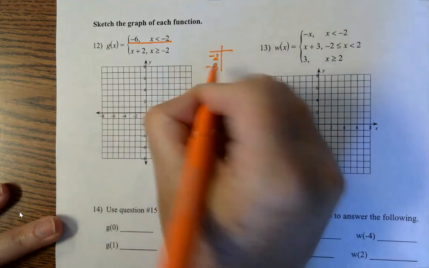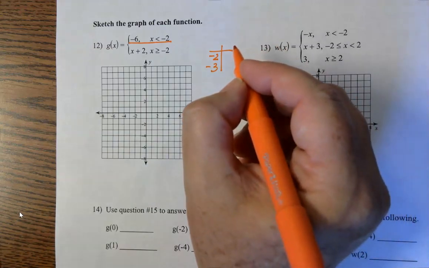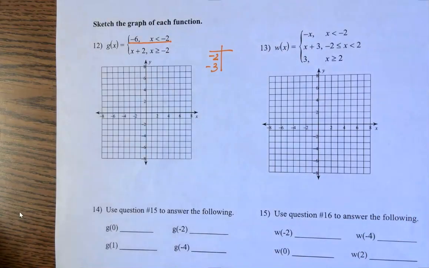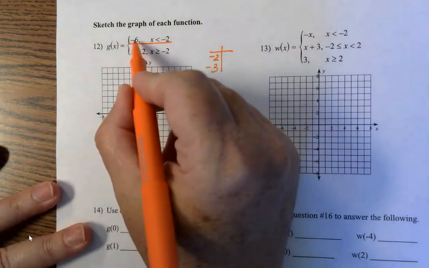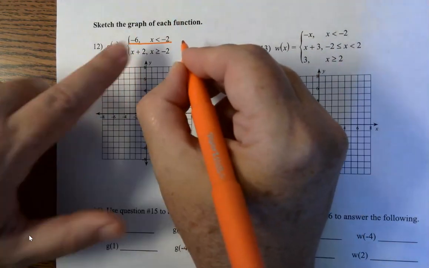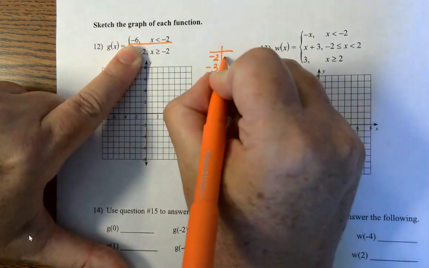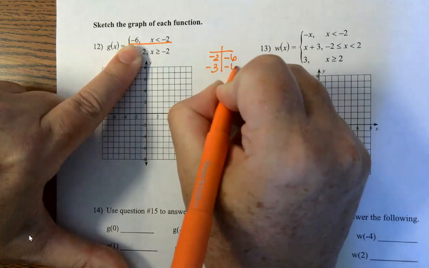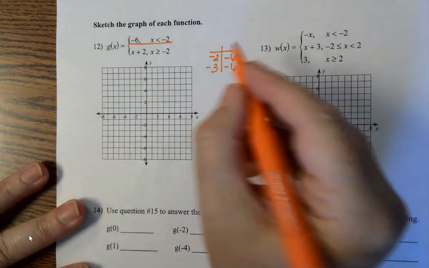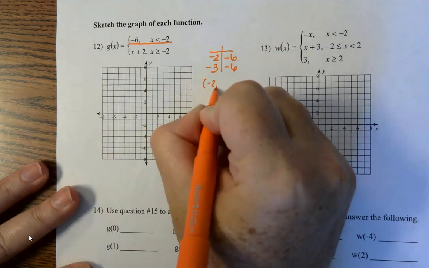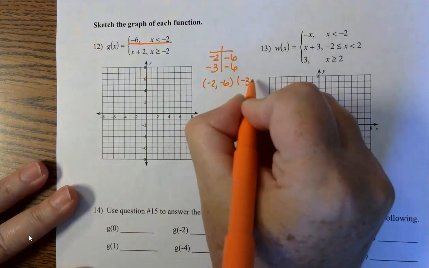Was it -3? Now, okay, now my y value is -6. Notice there's no x on there, so this would be -6 for both x and y. So I have the point -2, -6, and -3, -6.